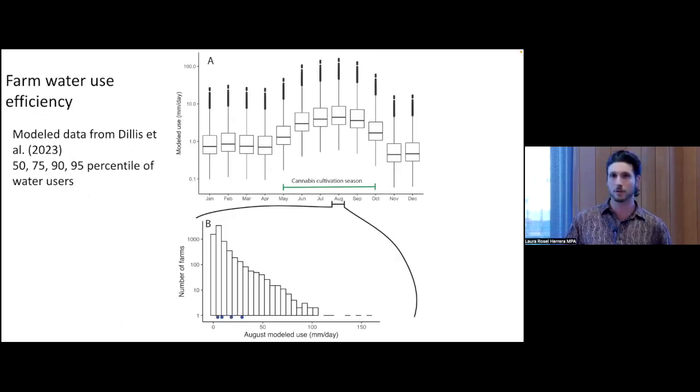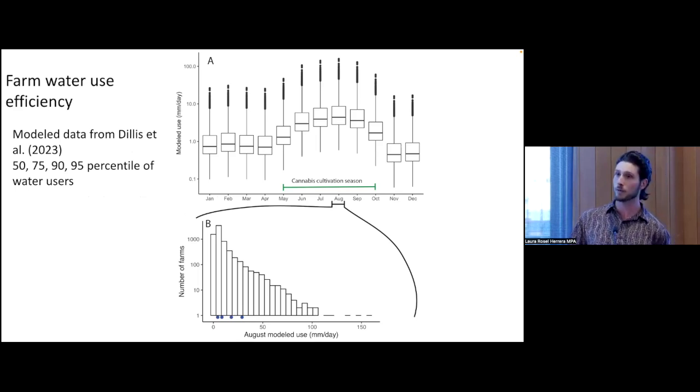I'll go through each of those parameters just super briefly. Farm water use efficiency is modeled by Chris Dillis et al. You see a large range in farm water use. Each of these box plots is shown for months of the year, including the cannabis cultivation season.